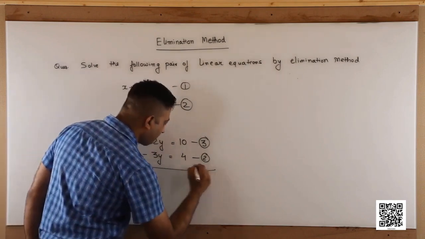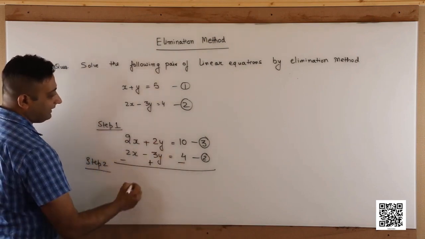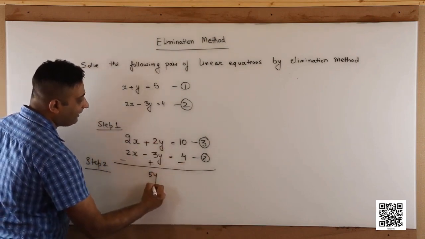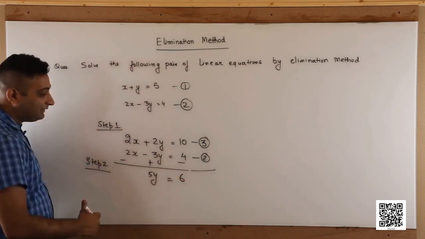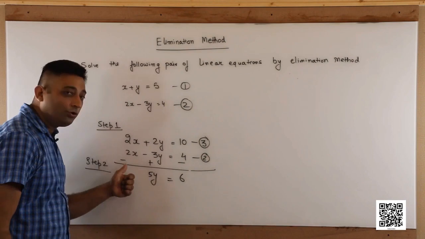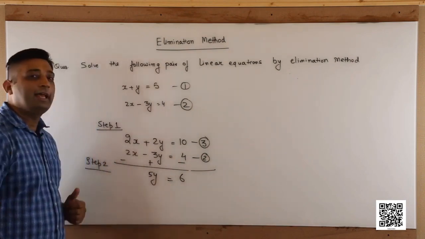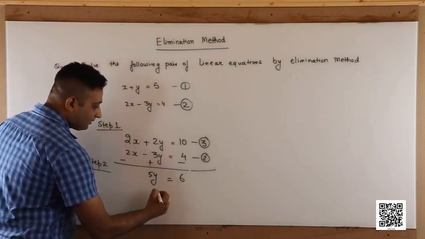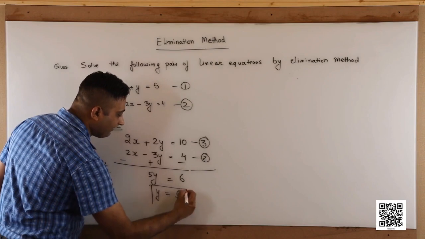Now after subtracting these two equations, what will we get? We will get 5y on the left side and 6 on the right hand side. You can see that the variable x got eliminated. That's why this method is called the elimination method. So we got the value of y as 6 by 5.